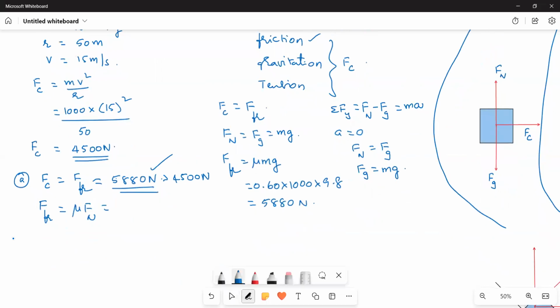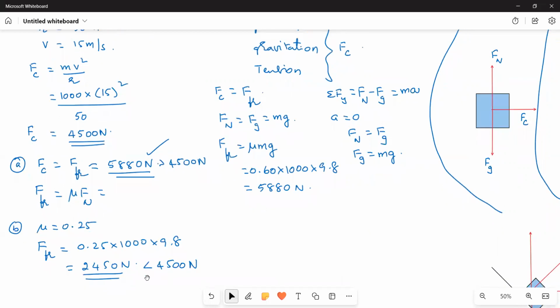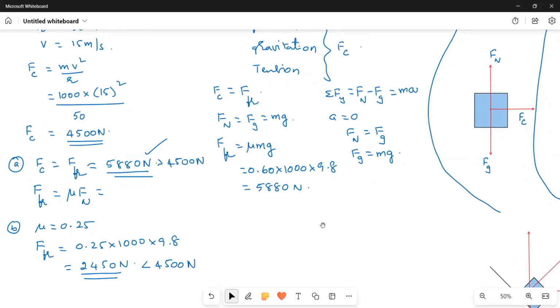Now let us see the second case. In the second case, the mu value is equal to 0.25. So let us calculate the friction. Friction is equal to 0.25 times 1000, the mass of the object, times 9.8, which gives the value 2450 newtons. 2450 newtons is less than 4500 newtons. Therefore, the car will not negotiate the curve. So it fails to negotiate a curve on an icy road.